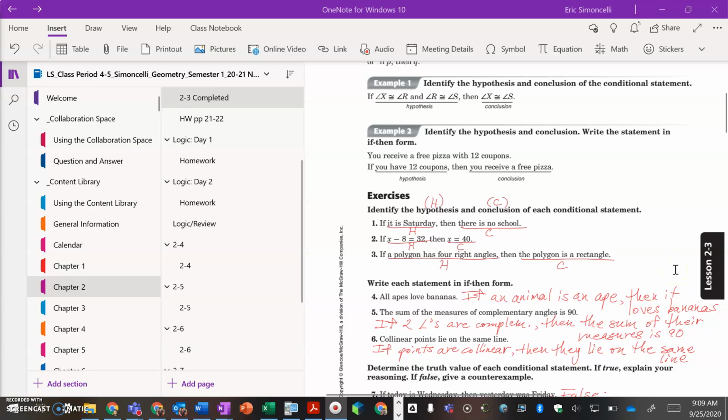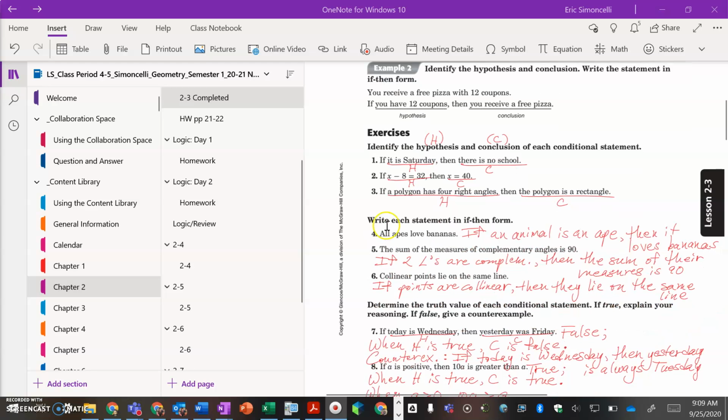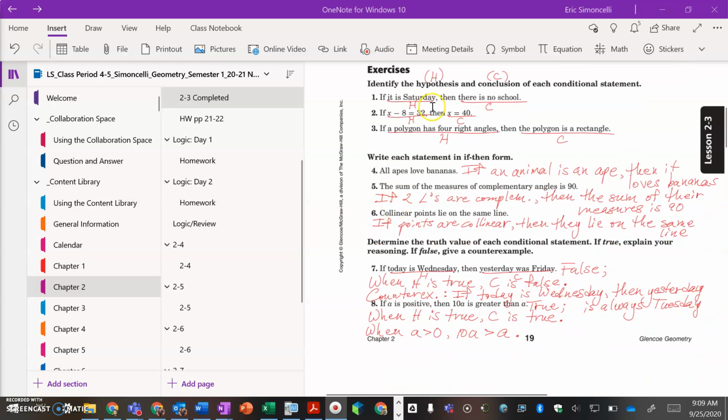Exercises. Identify the H hypothesis and C conclusion of each conditional statement. So number 1, I have here, if it is Saturday, hypothesis, if it is Saturday, so please underline that and write H. Then there is no school. Write C, as there is no school is your conclusion. If you're rewriting these sentences out, that's fine. If you have the ability to print off the notes as I've described in the past, then you can just underline like I'm doing here.